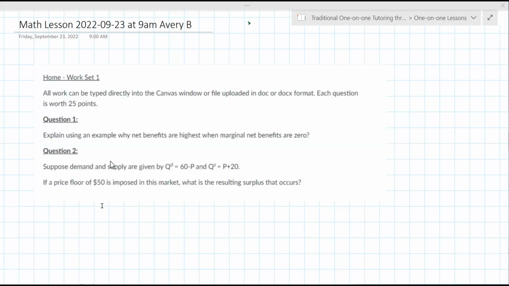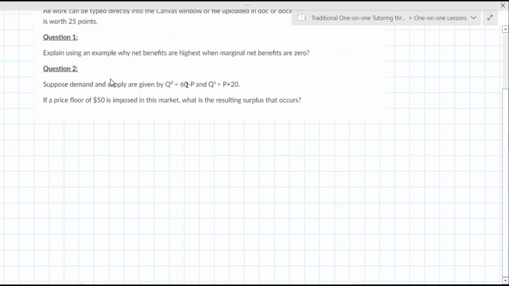So question 2, it says that suppose demand and supply are given by QD equals 60 minus P and QS equals P plus 20. The first thing you want to do is graph each of these. I'll do that in another window, and then I'll snip that in because we'll want to look at that together here.